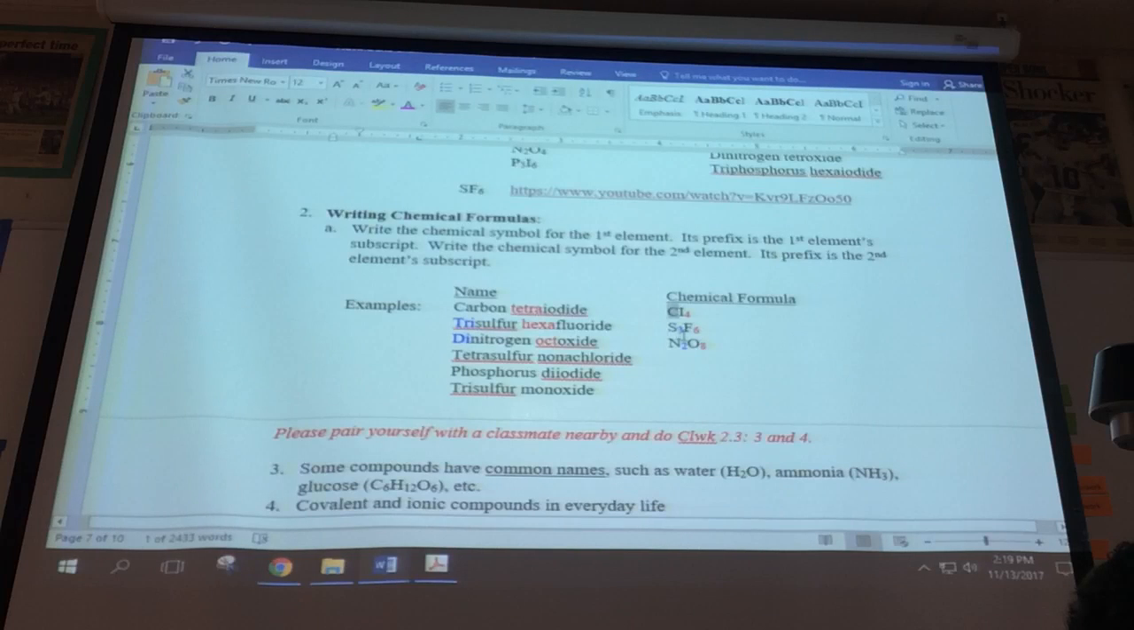Trisulfur is S3. Hexafluoride is F6. Dinitrogen is N2. Oxide is O, and the oct is 8. Don't reduce. The subscripts indicate how many of each you truly have.